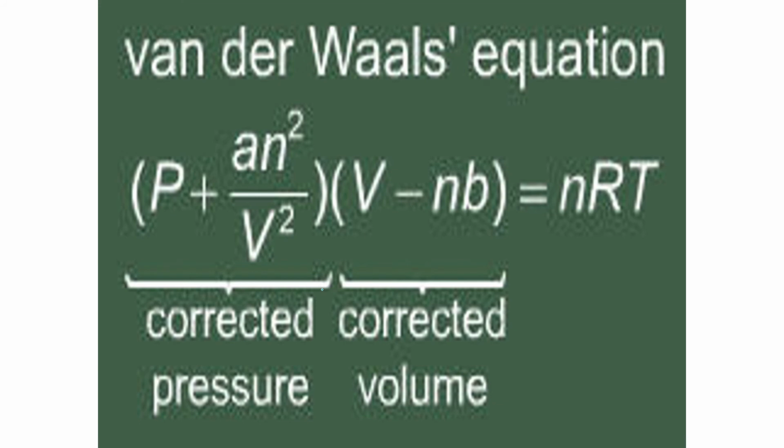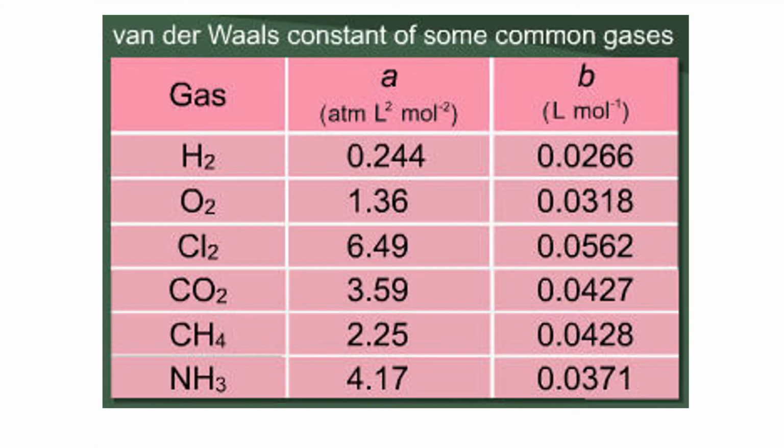Alright, so this is Van der Waals equation. Di mana Van der Waals equation, as you can see from here, dia tambah apa? n squared over V squared, dan volume dia minus nb. So Van der Waals constants for some common gases. Ini adalah constant Van der Waals bagi setengah gas. Kita ada gas A dengan gas B.